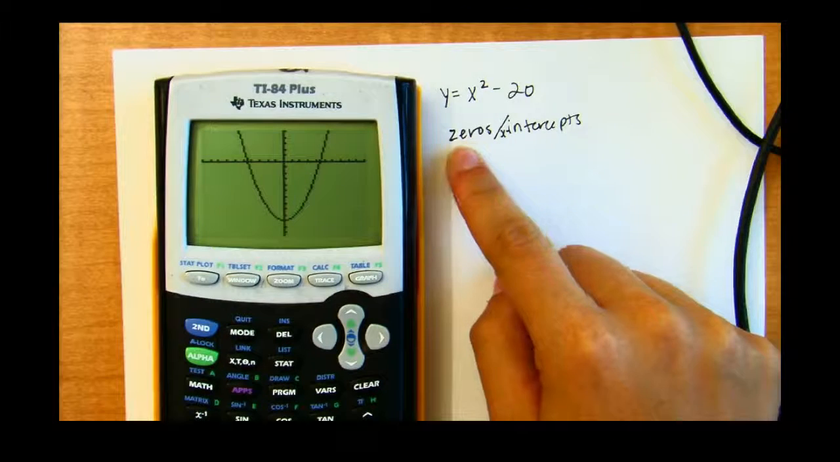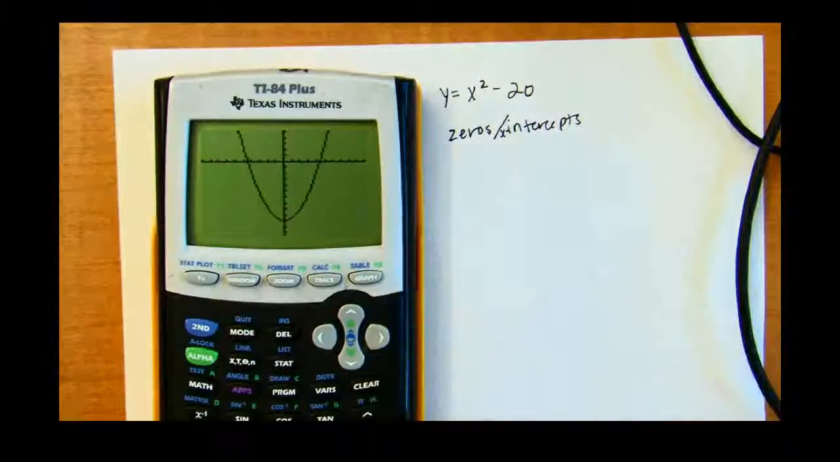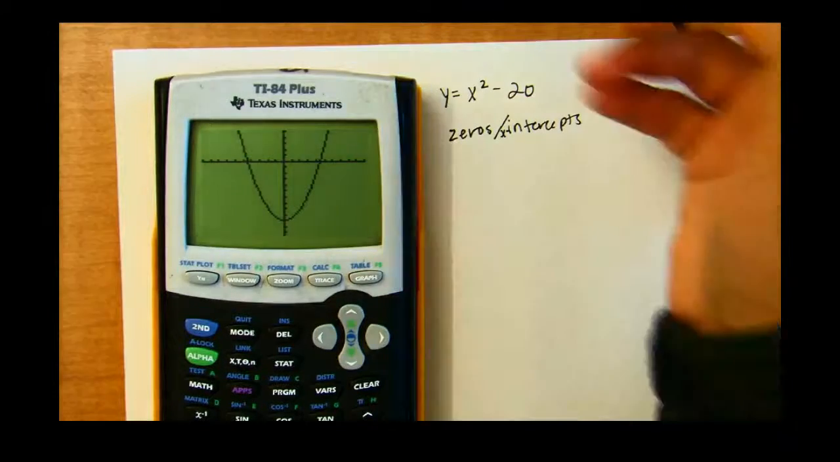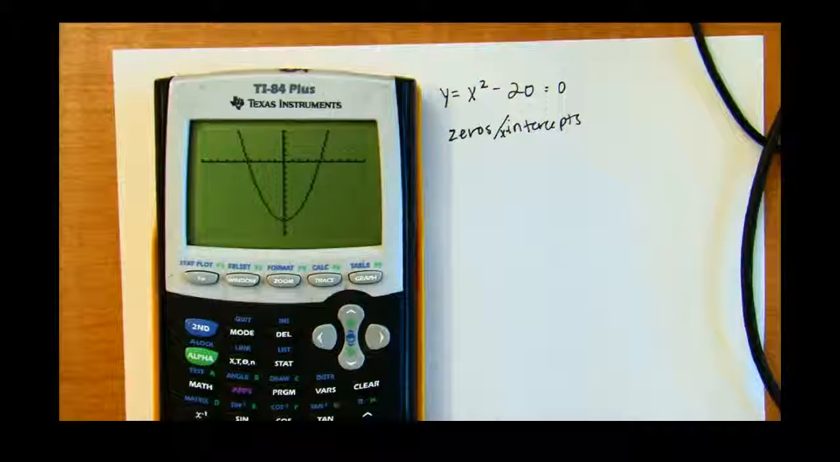So we're going to go into finding the zeros, or finding the solutions to this equation. This is exactly like setting this equation equal to 0 and factoring it out or using the quadratic formula to find my roots. But my calculator can do that for me.